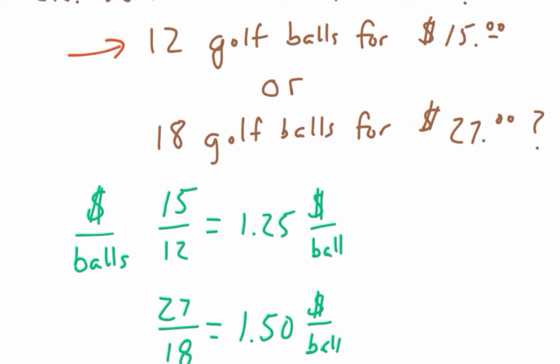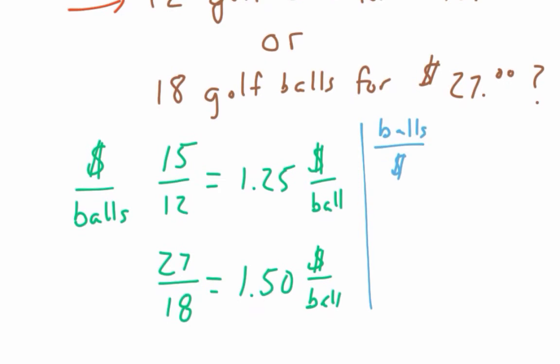You could do the same exact problem a different way. If you wanted to, you could say balls per dollar. And this time, do we want the better deal to be a bigger number or a smaller number? Bigger. So you have to look at how you're combining them together. If you're doing what we did before, how many dollars per ball, the better deal is going to be the smaller number.